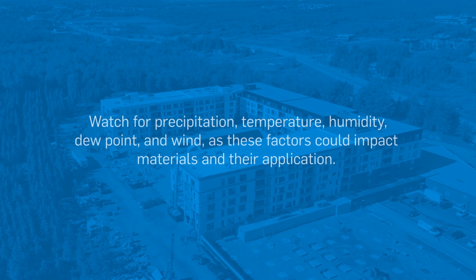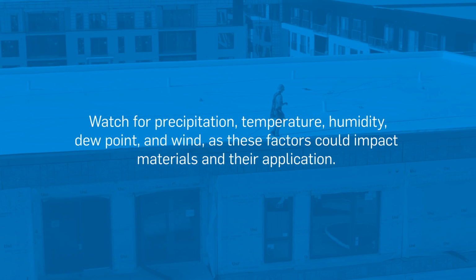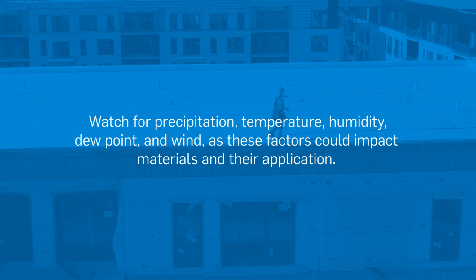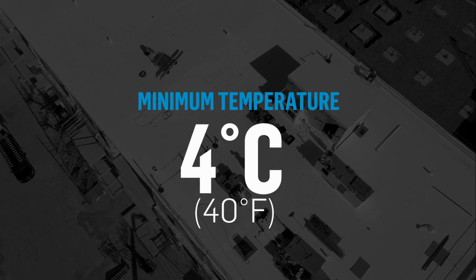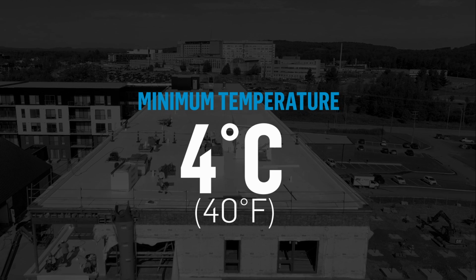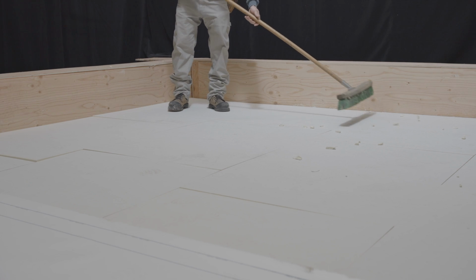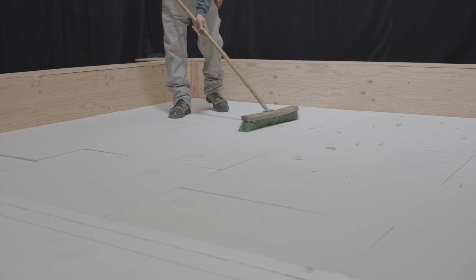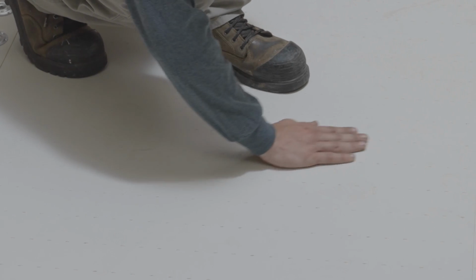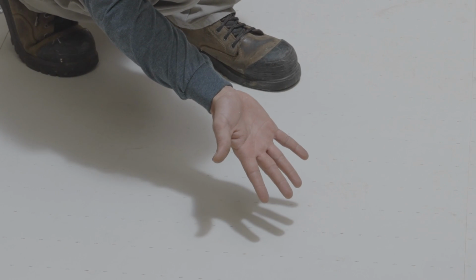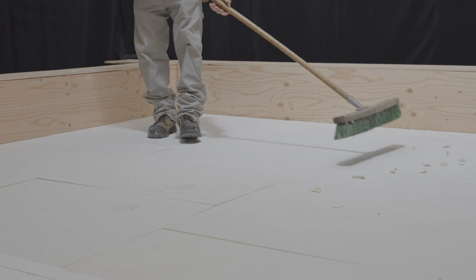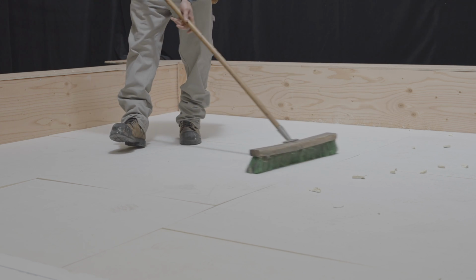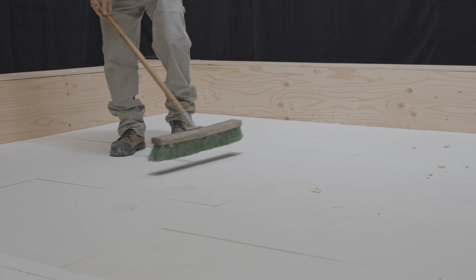Before starting work, make sure that the environmental conditions are acceptable. Note that the temperature must be a minimum of 4 Celsius while applying these adhesives. Make sure the substrate is dry, clean, and free of any debris, oil, grease, or dirt. It's also important to know that PVC is incompatible with bitumen. Any contact between these two materials must therefore be avoided.